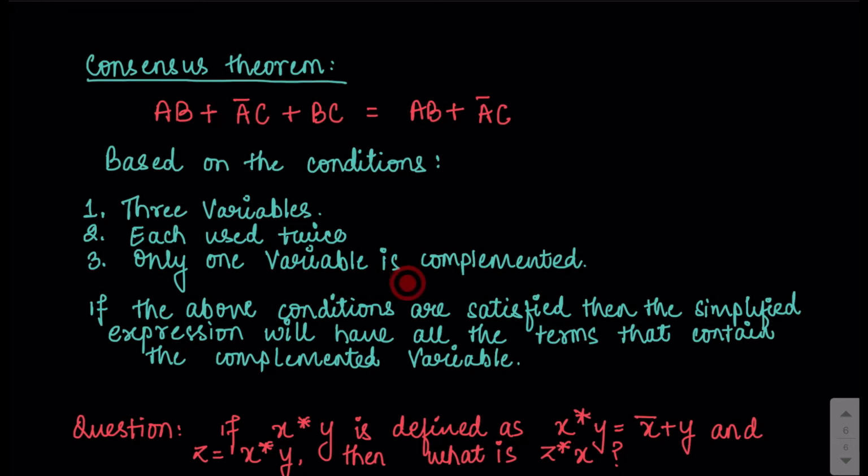If the above 3 conditions are there in your expression, you can apply the consensus theorem, and the reduced answer would be all the terms that contain the complemented variable. So the complemented variable was a, so whichever terms have that variable a, they will be written in the answer. All the other terms will be removed.